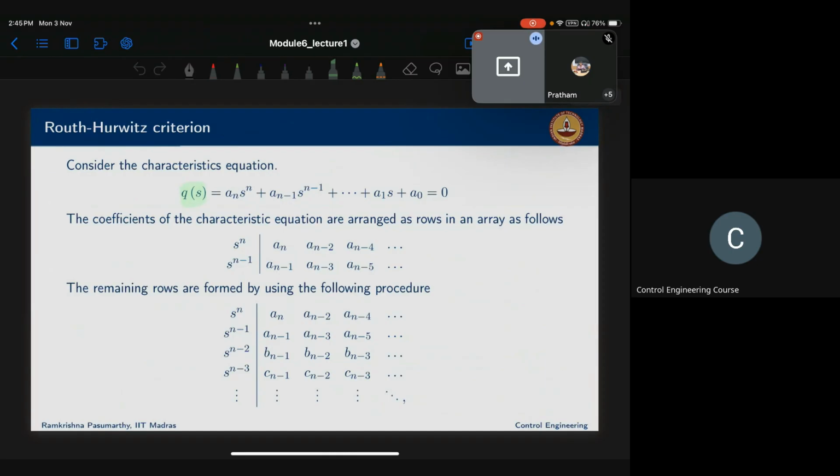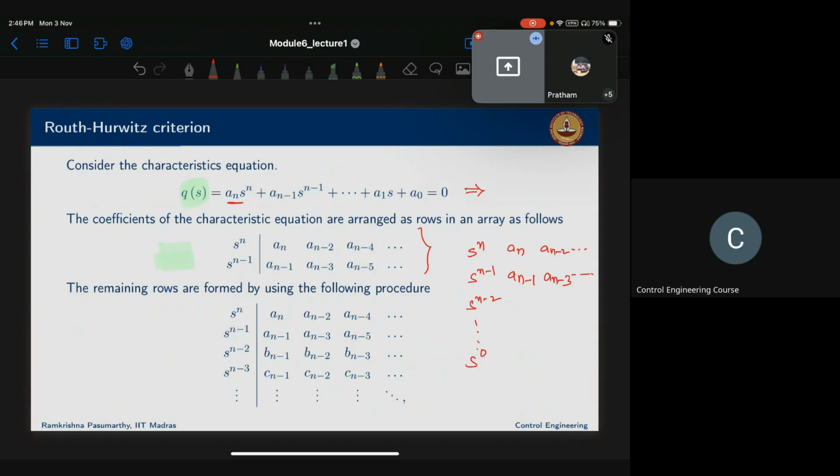Suppose you have this characteristic polynomial. First what we do is we put that polynomial into this form. So you can see here, we will write this polynomial like this: s power n, s power n minus 1, s power n minus 2, etc. The last one is s power 0. So we will write the terms in this way. And we will write here an, an minus 1. Next we will write an minus 2 here, an minus 3 here, etc.